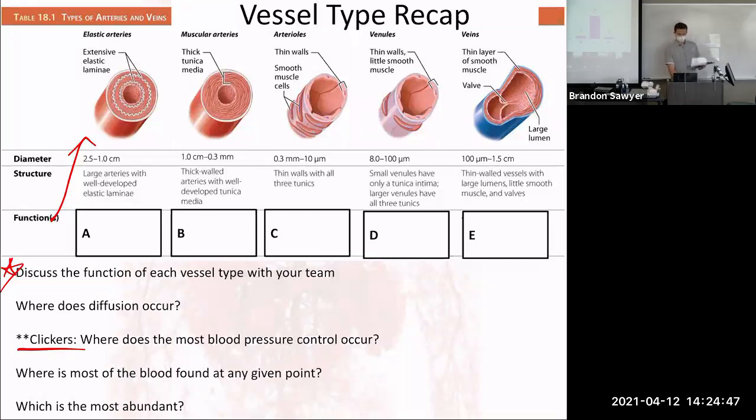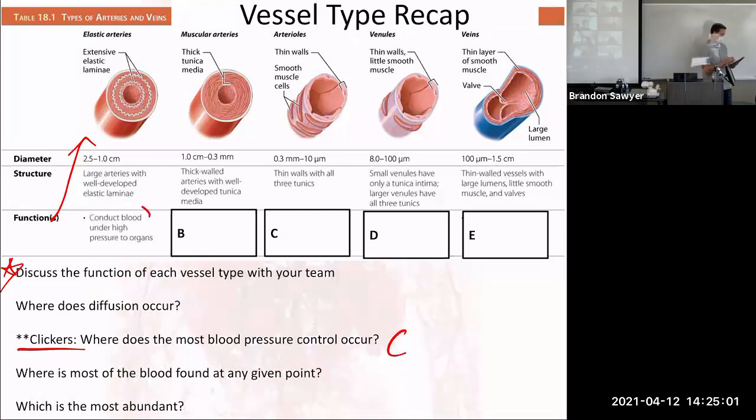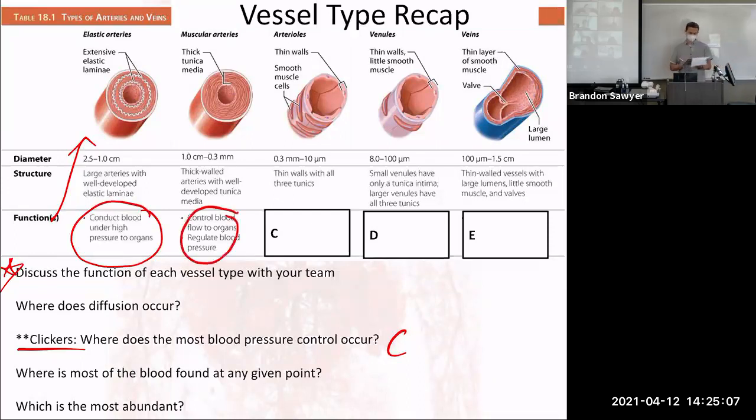Good, so that's absolutely right. Those arterioles are the place the most blood pressure control occurs. So that is C. Okay, so we can look at each of these. So those elastic arteries, their function is to conduct blood under high pressure to organs, right? The muscular arteries control blood flow, regulate blood pressure. Arterioles control blood flow to the tissues, right?